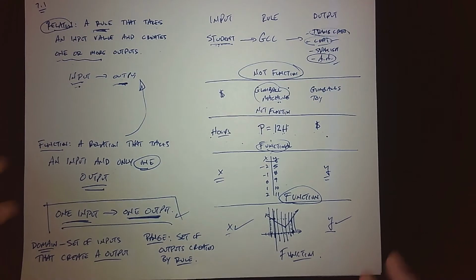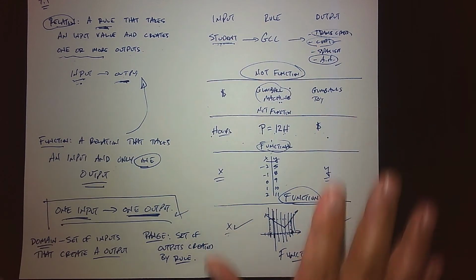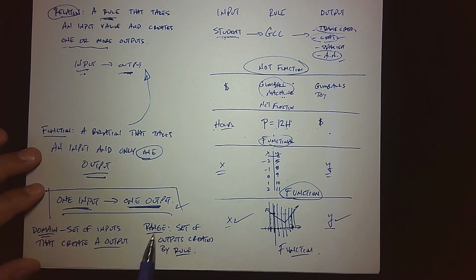Your eyes are not playing tricks on you. I am going back to our original sheet. It's all marked up, I know, but what I like to do is spend a little bit of time talking about what we call domain and what we call range. We're going to talk more about this in section 7.2.